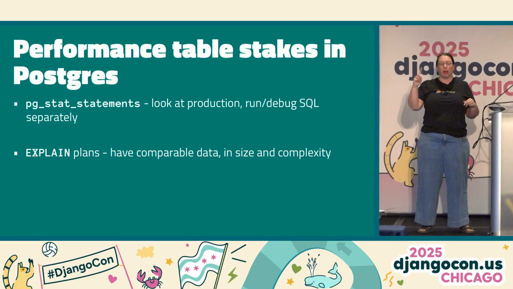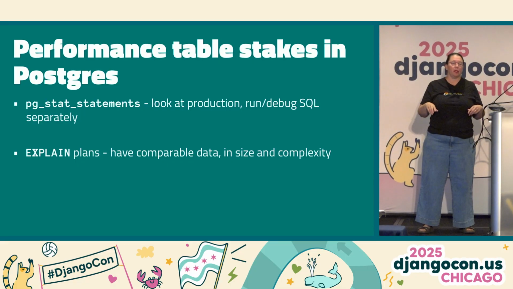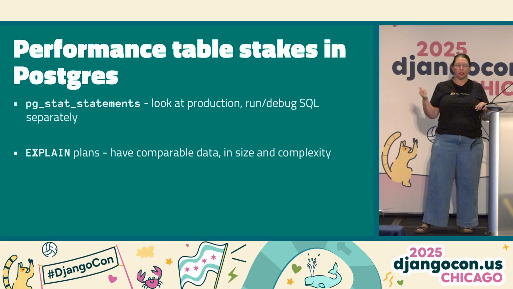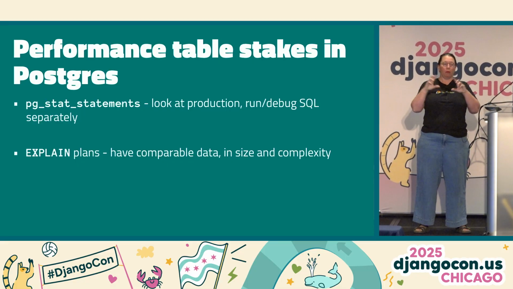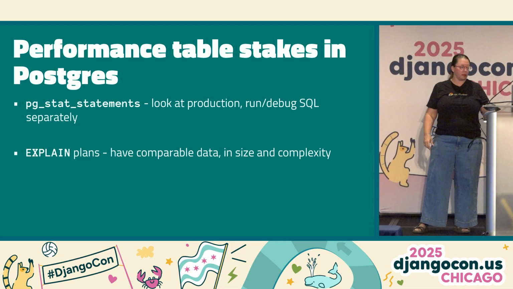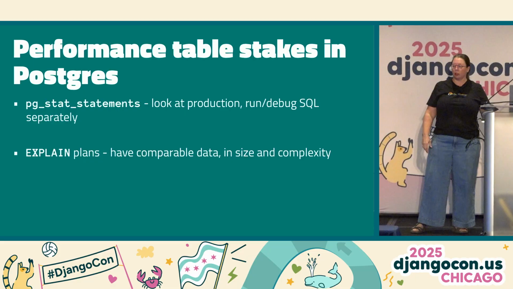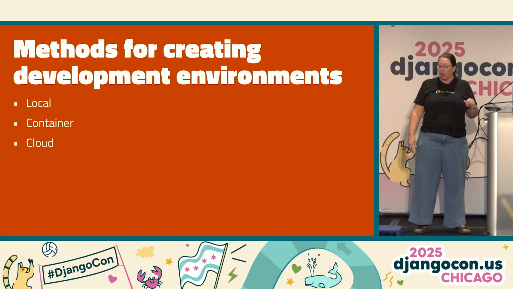And then the other tool that you use with pg_stat_statements is the explain plan. The explain plans will basically show you how Postgres is doing things inside of it and how it's deciding to use an index or to use a sequential scan and how it's planning things out.